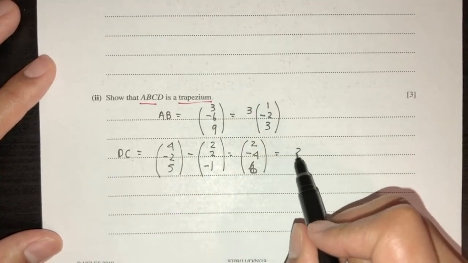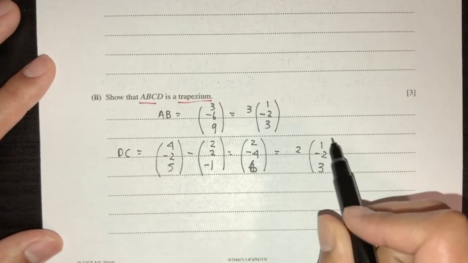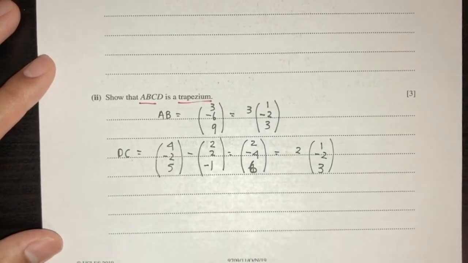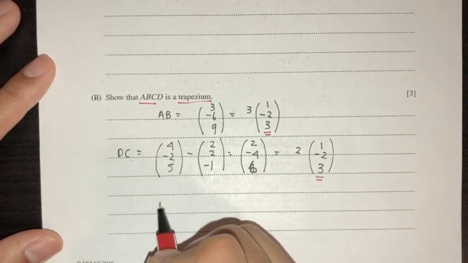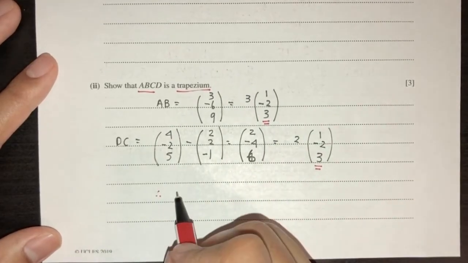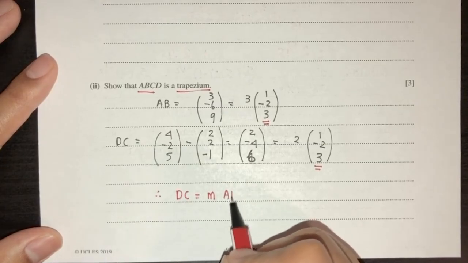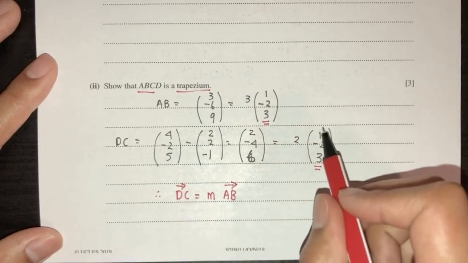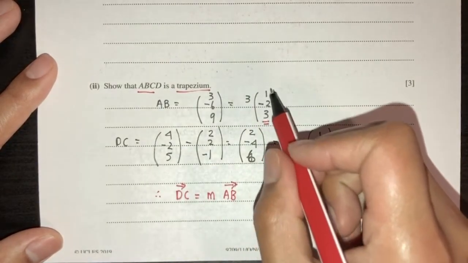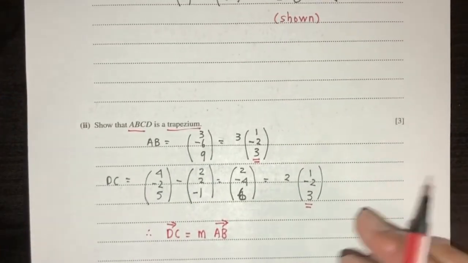Now if you take out 2, you will have 1, minus 2, and 3. So if you observe, this inside is the same as the inside. It means that DC is a multiple of AB in the same direction. By showing this is the inside, which is the same direction. By showing this, we prove that it is a trapezium. Okay.